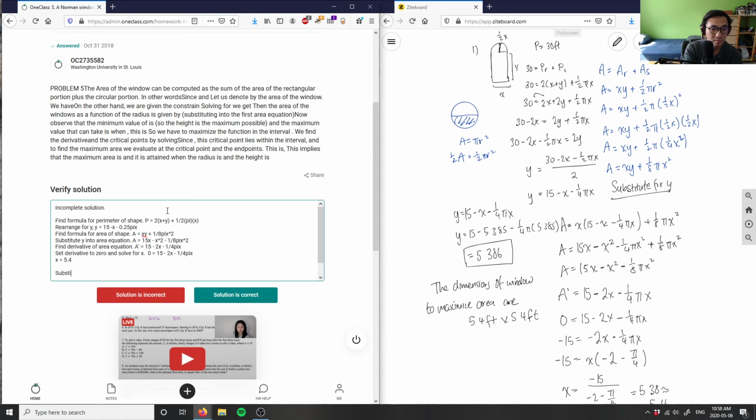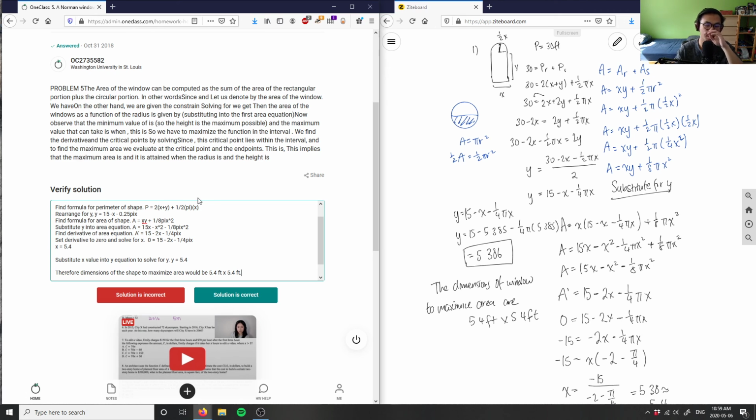Substitute the x value into the y equation to solve for y. y would also be 5.4. Therefore, the dimensions of the shape to maximize area would be 5.4 feet by 5.4 feet. So the solution shown earlier is incorrect because it is an incomplete solution.